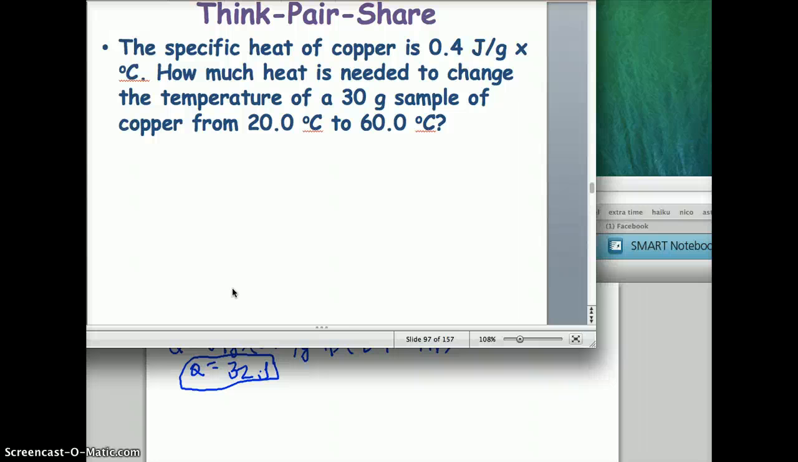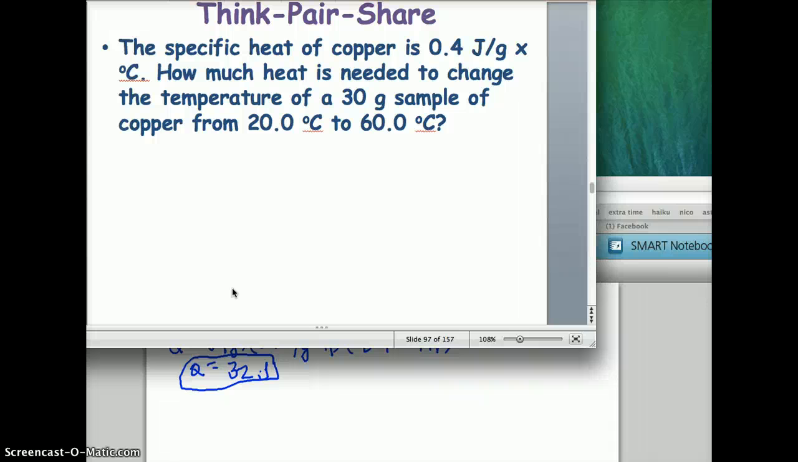Okay, now the next question: the specific heat of copper is 0.4. So the number is low, very low, meaning that it's gonna require a little bit of energy to increase its temperature. How much heat is needed to change the temperature of a 30-gram sample of copper from 20 degrees Celsius to 60 degrees Celsius?